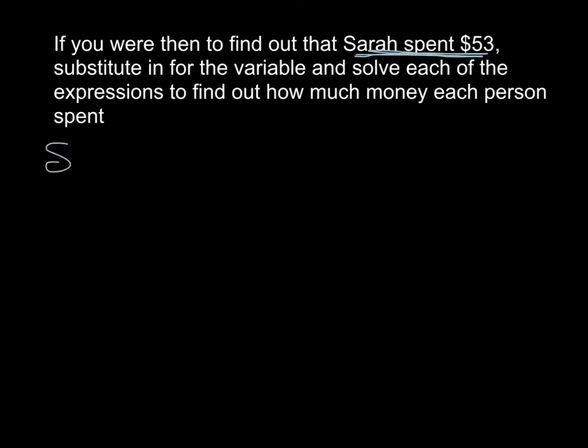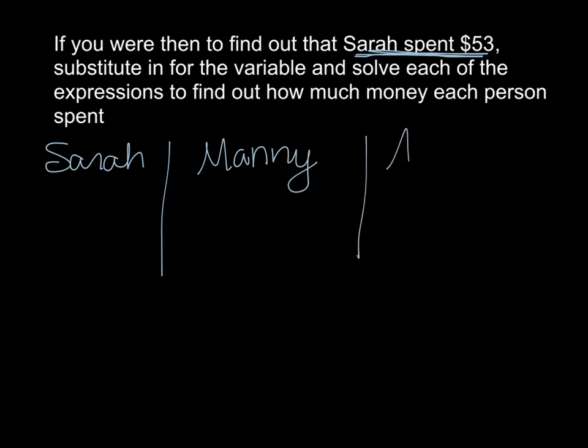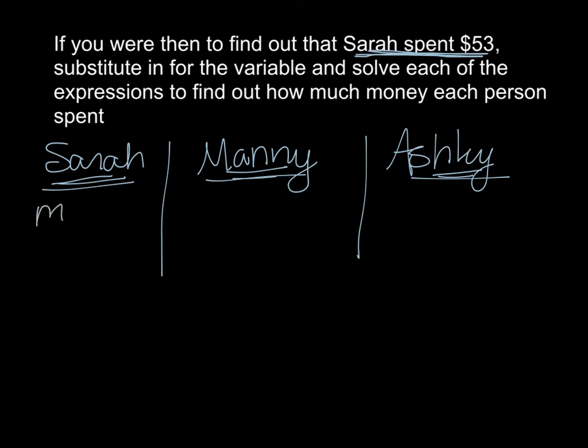Well, we know that we've got Sarah, Manny, and Ashley. Before we do anything, we're going to transfer over each of their expressions. Some of you are still not doing this part, and if you're taking notes on every one of them, we do this exactly the same way every single time. So write each person's name. Sarah's expression is M, Manny's is M divided by 2, and Ashley's is M divided by 2 plus 16. Every time we do the exact same procedure.